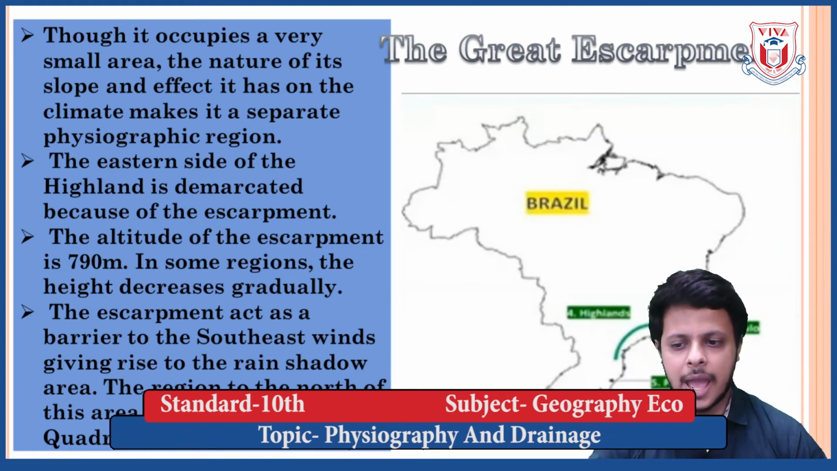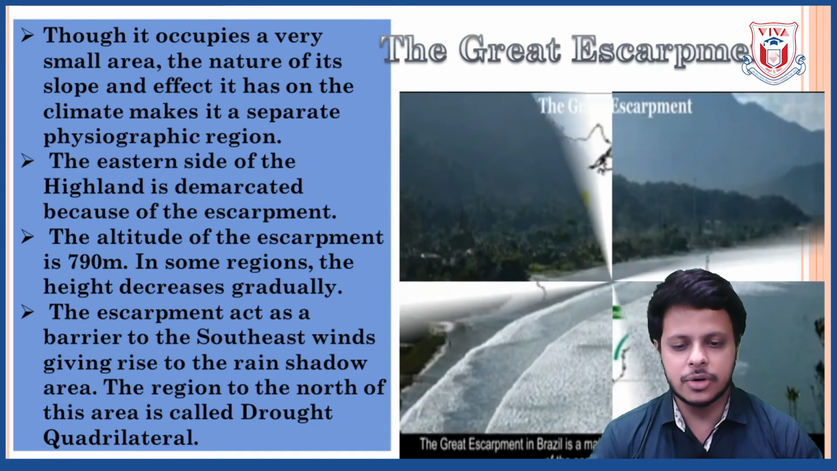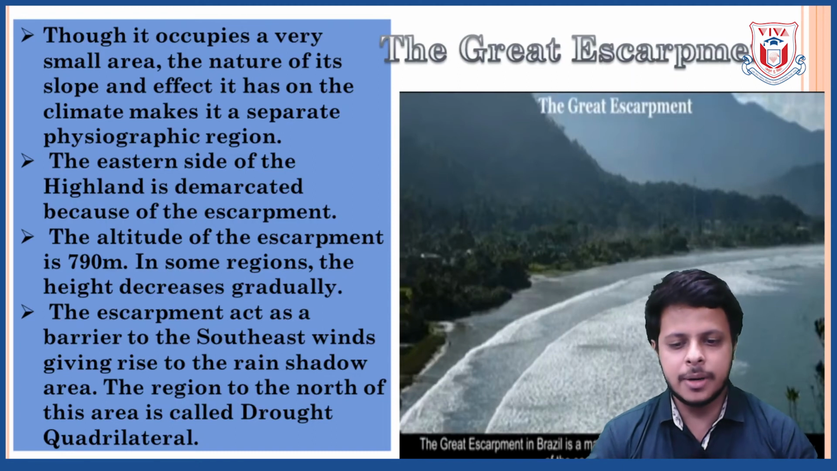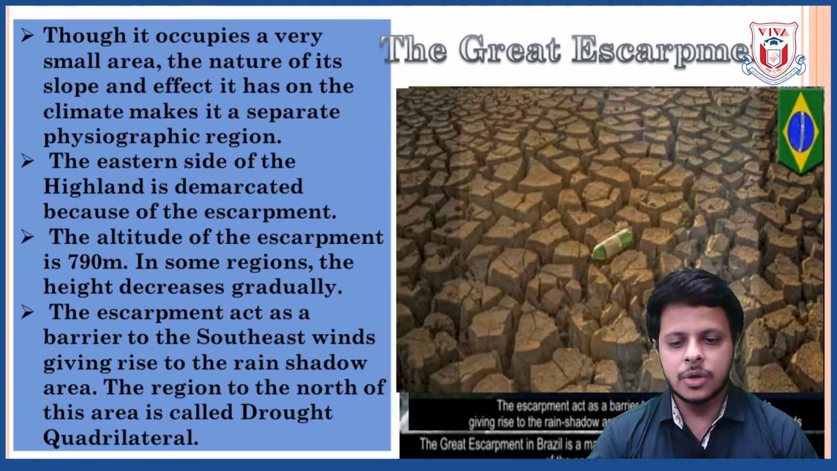The escarpment acts as a barrier to the southeast winds, giving rise to the rain shadow area. The region to the north of this area is called the drought quadrilateral area. So, you can see the Great Escarpment in Brazil, which is a major geological formation that runs along much of the eastern coast of Brazil. The escarpment acts as a barrier to the southeast trade winds, giving rise to the rain shadow area in the northeastern part of the highlands. You can see the drought region, the drought quadrilateral region.